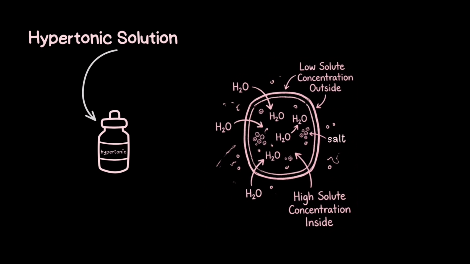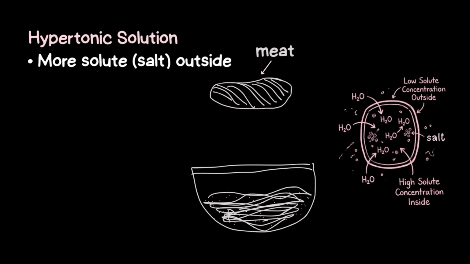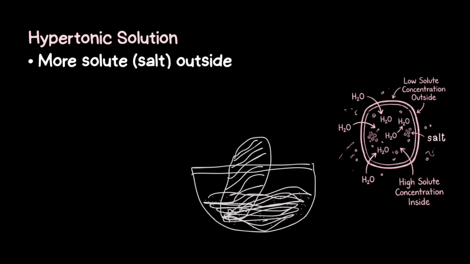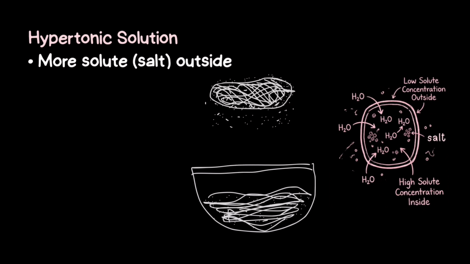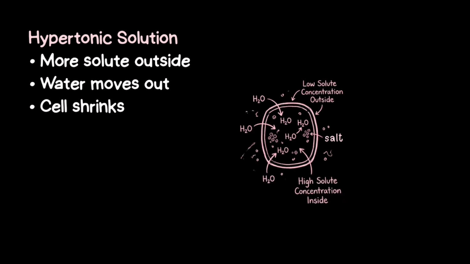Now, a hypertonic solution means there's more salt or other molecules like sugar dissolved outside the cell than inside the cell. For example, when making marinated beef, we often soak the meat in a salty marinade. In this case, the salty marinade is a hypertonic solution because it contains more salt than the inside of the meat. Because of this, water moves out of the cell through osmosis. As a result, the cell shrinks and becomes dehydrated.